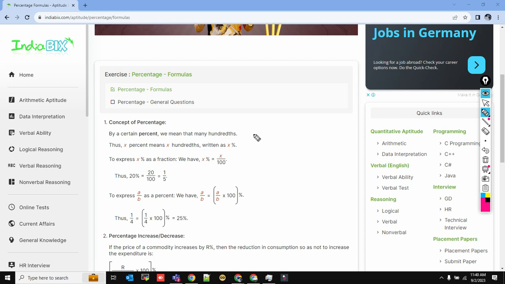So let's see the chapter percentage now. And percentage is basically out of 100, right? Suppose I want to find 20 percentage of 80, right? How to calculate this, right?